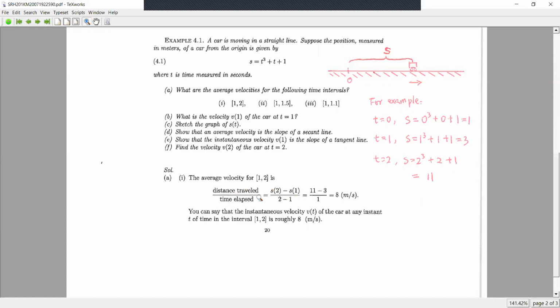Therefore, the average velocity over this time interval is 8 over 1, distance traveled over time elapsed. So the answer is 8 meters per second. You can say that the instantaneous velocity at any time between 1 and 2 roughly is 8 meters per second.